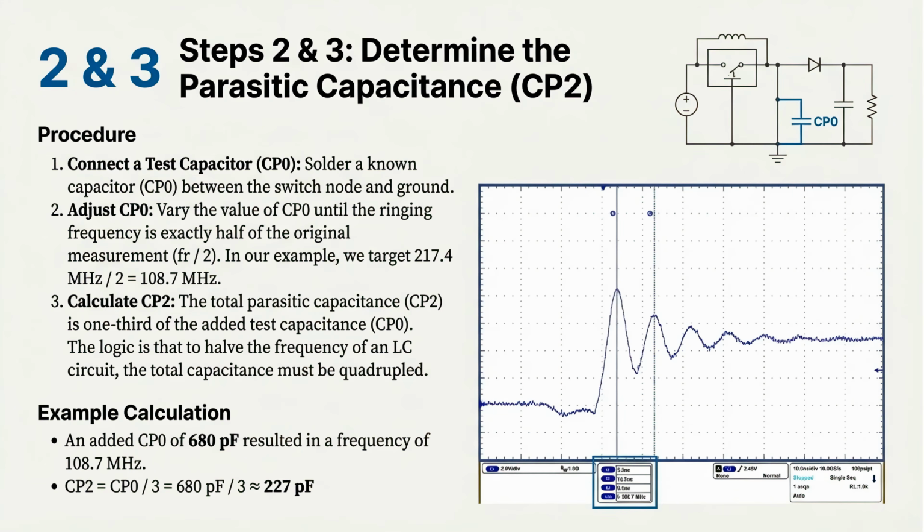Steps 2 and 3 determine the parasitic capacitance. Connect a test capacitor and adjust its value until the ringing frequency is halved. The total parasitic capacitance is then calculated as 1/3 of the added test capacitance, as shown in the example calculation.